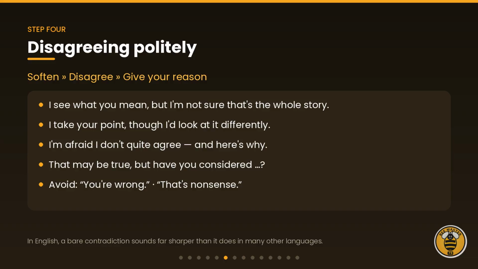Try to avoid saying you're wrong or that's nonsense. In English, a bare contradiction sounds far sharper than it does in many other languages.